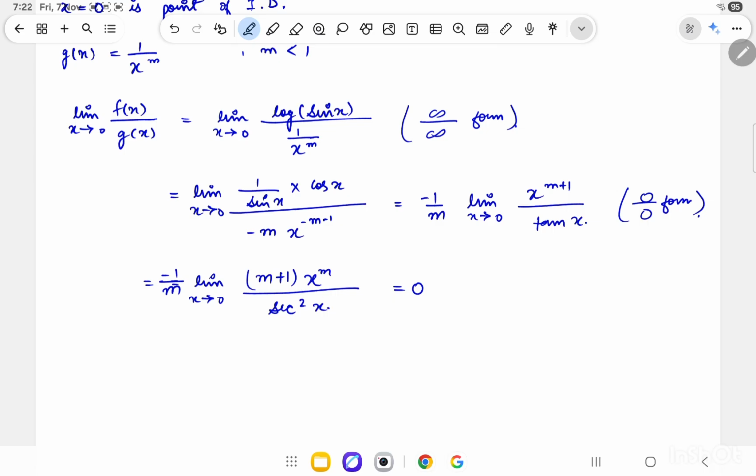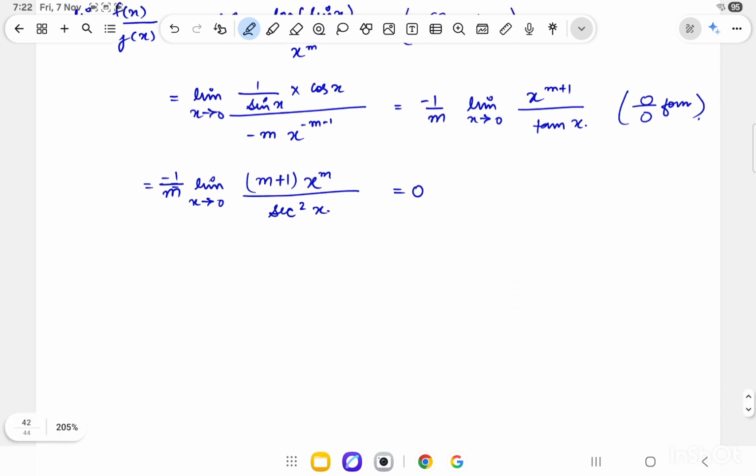Now if I plug in the limit, it will turn out to be 0. You can take some specific value of m as well, like m equals to 1 by 2 or 1 by 3 and so on, just for convenience. Since my limit is 0, if my g(x) function is convergent, then only I can say that my f(x) function is convergent. So now let's see what we can say about the convergence of g(x).